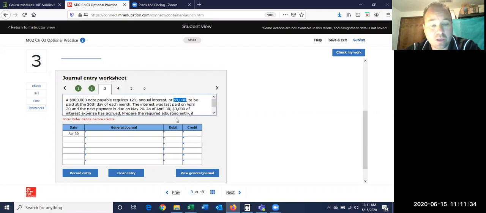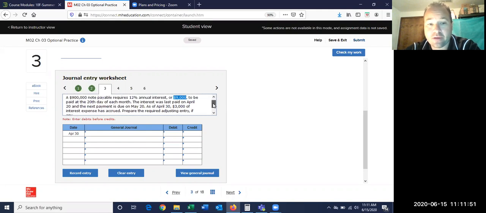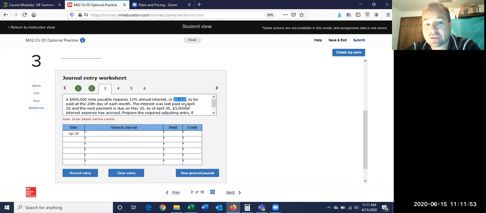$9,000 a month. And the interest is paid on the 20th of every month. So we just made the payment on April 20th. Now comes April 30th, the end of the month. I've accrued more interest. I've accrued 10 days of interest, or a third of the normal month. So a third of the 9,000 is 3,000.